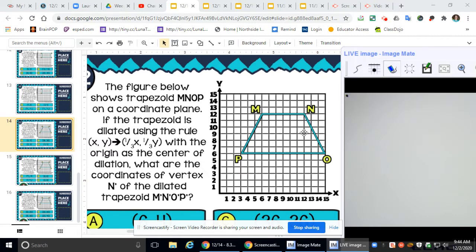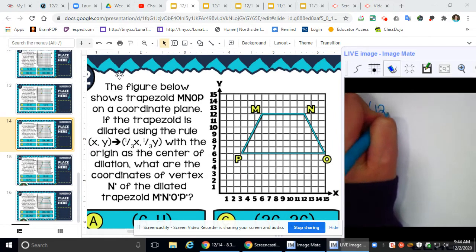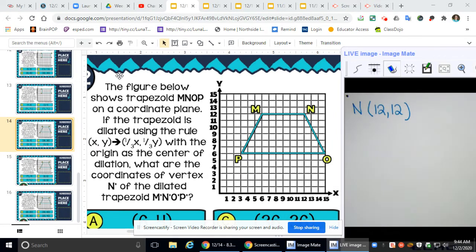I'm going to head down and look at my x value, which is 12, go back up and to the left, and my y value is also 12. So I'm going to take my pen and write down the coordinates for N. So N is (12, 12).